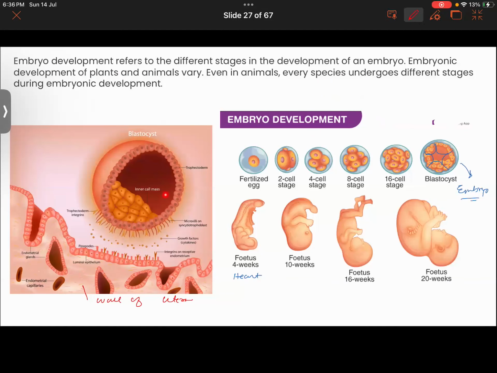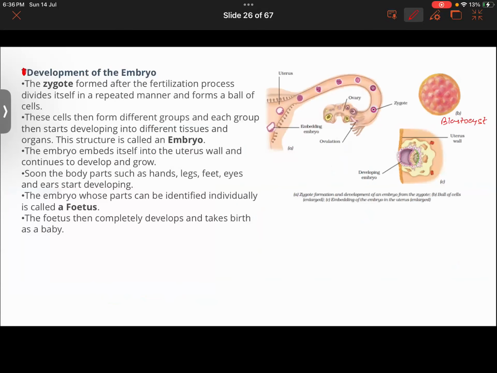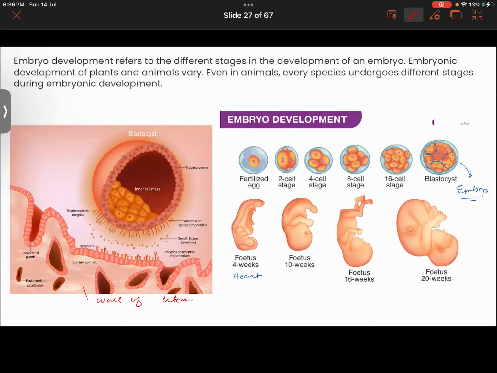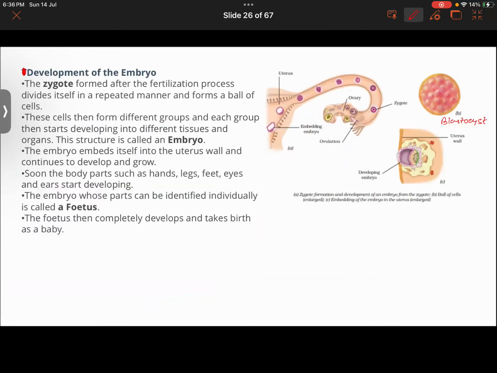Okay. Yes. Furthermore, we did learn that the cells inside this blastocyst will form different groups, and each group will start to develop into different tissues. Those tissues later on will develop into different organs. Getting it? Then that structure is called an embryo. When the cells in this blastocyst grow further, form different groups of cells, and those cells form different tissues, at that time it would be called an embryo.